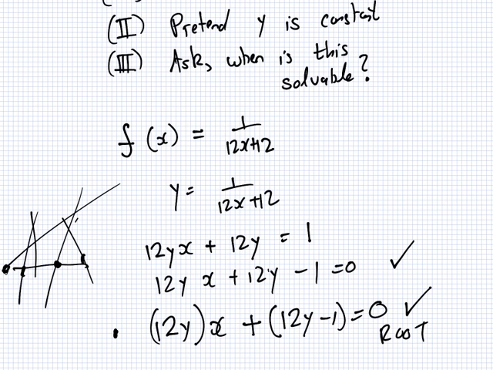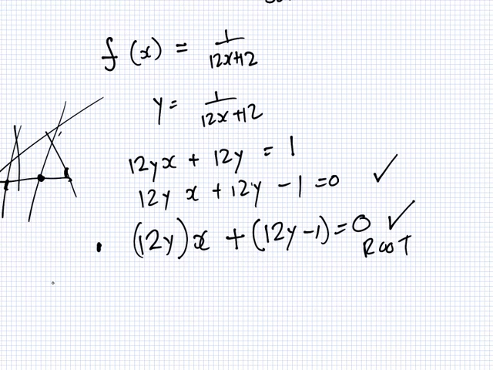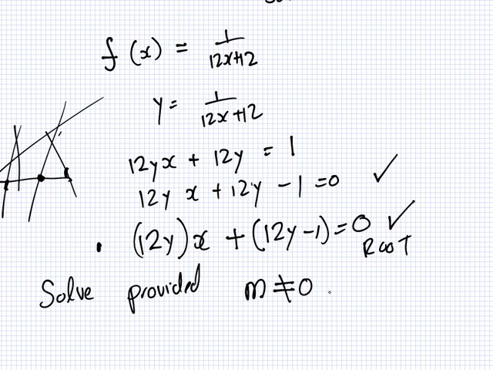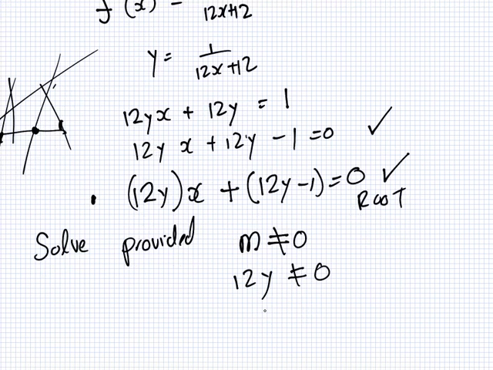If it's horizontal. So, in other words, I can solve this provided that the m is not 0. As long as the m is not 0, can I solve it? Which means the 12y is not equal to 0, which means the y is not equal to 0, which is what we said at the start. As Jerry said, the range is all numbers except 0.